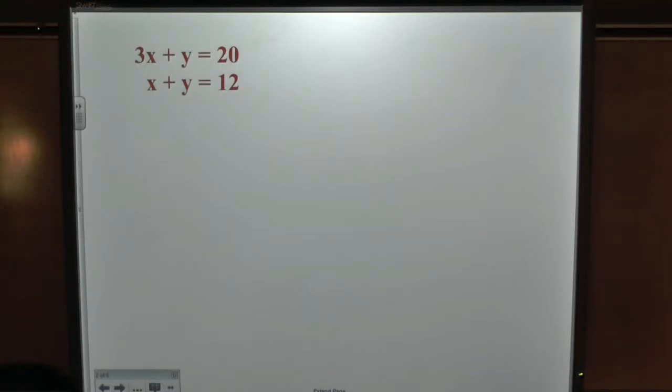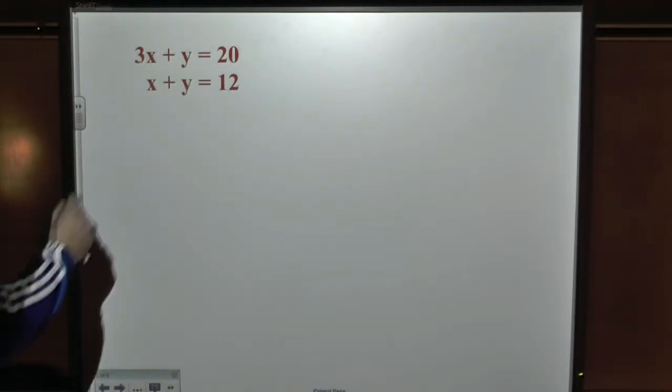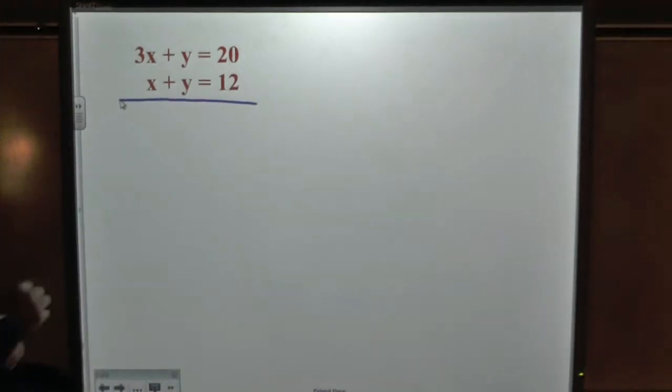The beginning is still the same. You still look: are the equations in standard form? ax plus by is equal to c. As you can tell, both are in that standard form. The next part, putting that line underneath to try to combine the two equations together, is again the same. But I want you to notice something here.